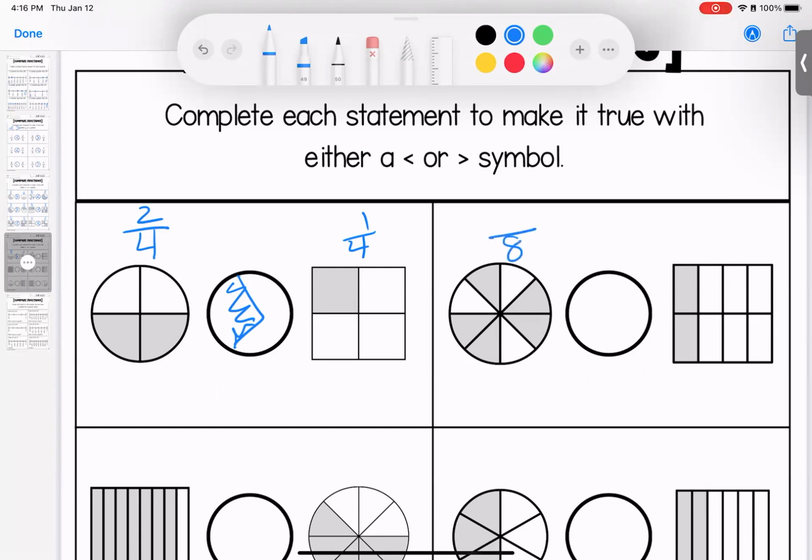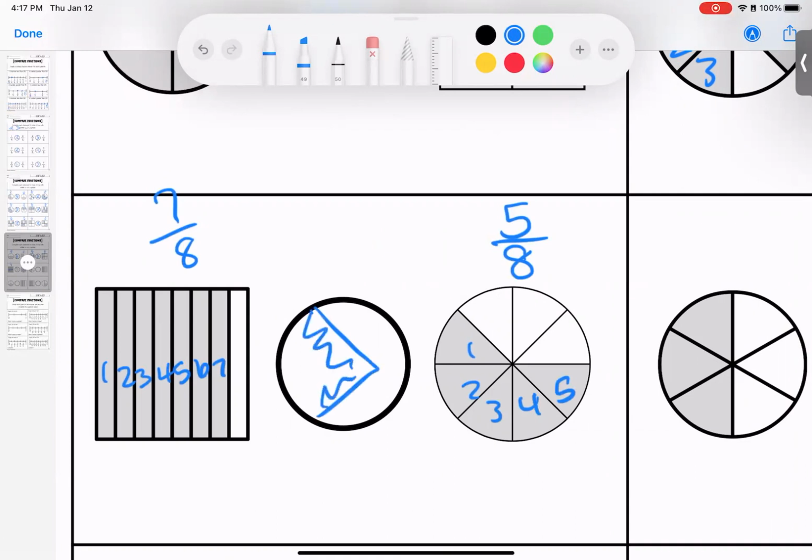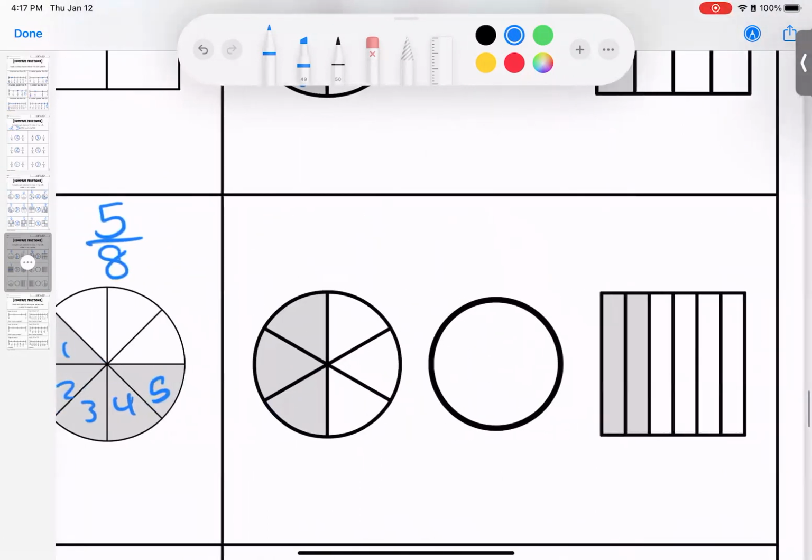This circle has 8 pieces, 5 are colored. This square has 8 pieces, 2 are colored. 5/8 is greater than 2/8. Here we have 8 and 8. 7 out of 8 are colored. And 5 out of 8 are colored. 7/8 is greater than 5/8. I have 6 and 6, 3/6 and 2/6. 3/6 is greater.